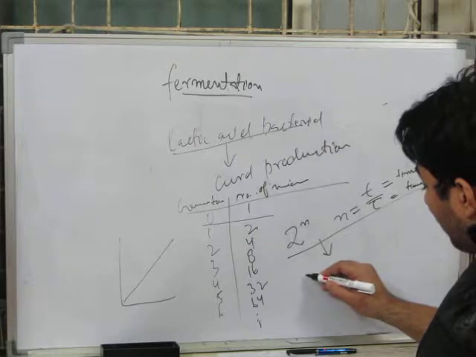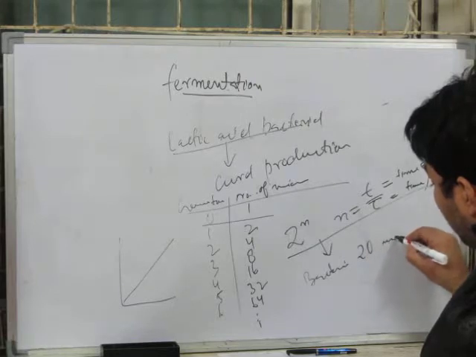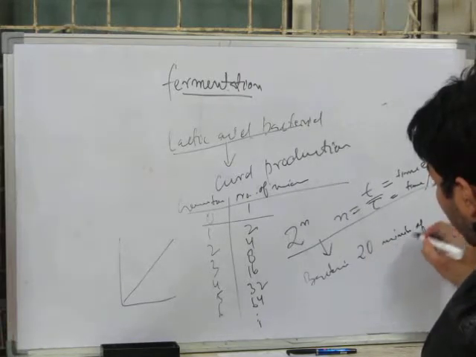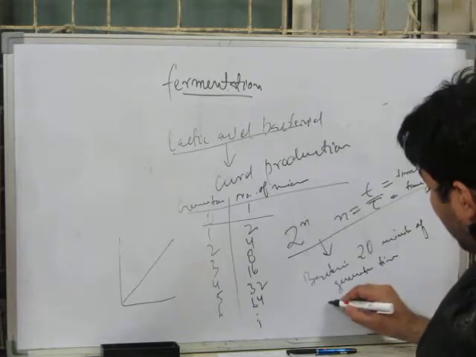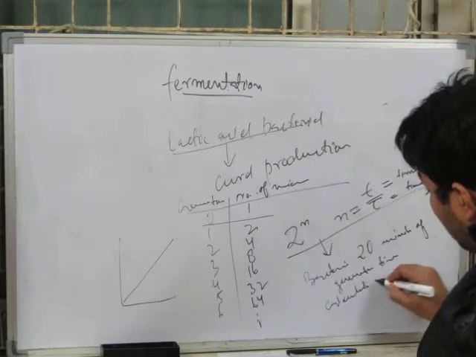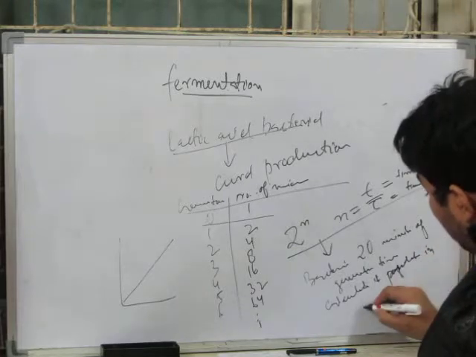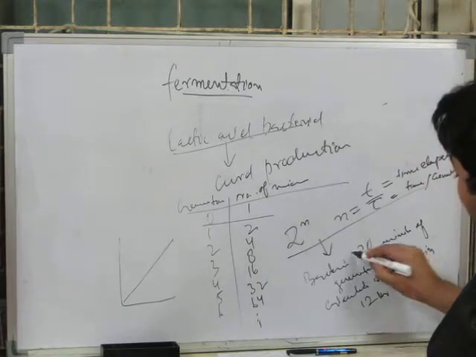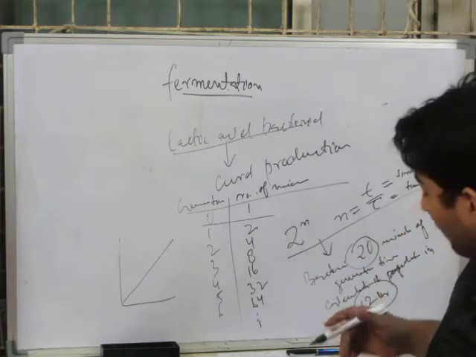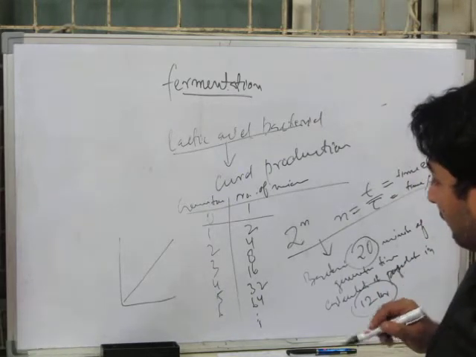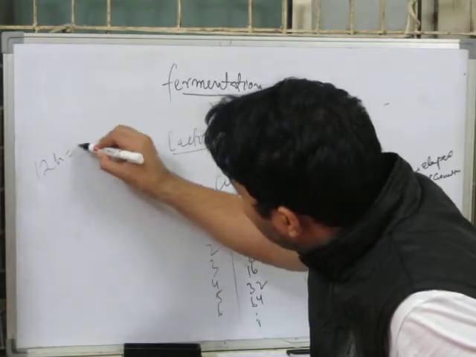So, for example, let's calculate the number of microorganisms. If we have a bacteria which is having a 20 minute generation time, calculate its population in 12 hours. So we have a 20 minute generation time, and we have to calculate the number of microorganisms after 12 hours.